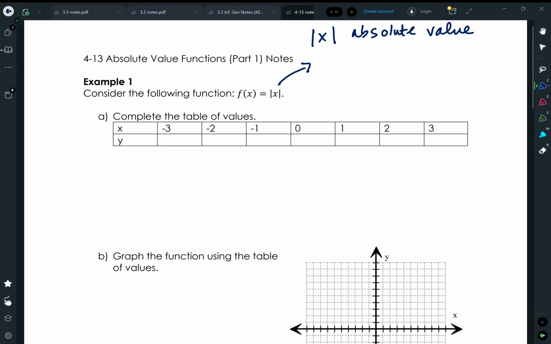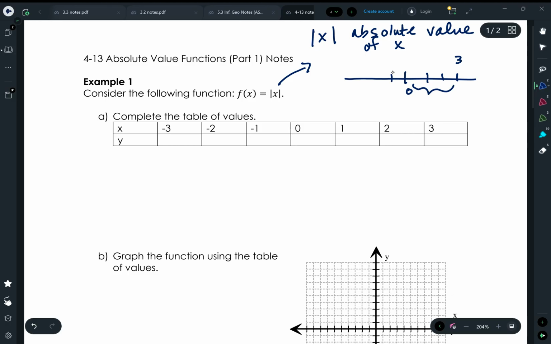And absolute value is the distance from 0. So if I'm thinking about 0 being in the middle over here, and I want to find the absolute value of 3, I'm talking about how many units 3 is away from 0, and that's going to be 3 units away. But if I am looking at, say, a negative 3, I'm also talking about distance from 0, and so negative 3 is also 3 units away from 0. So absolute values are going to give you a positive number.